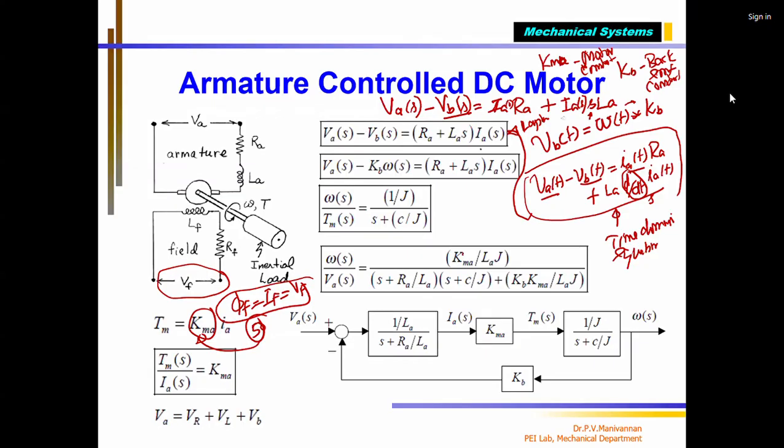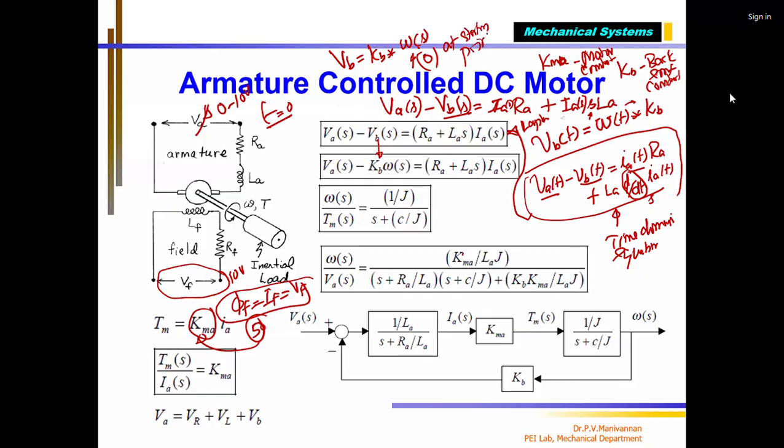Once this is known, VB we can write in terms of KB into omega of s, where omega is the motor speed. VB equals KB multiplied by omega(s). When you start, you apply the voltage at t equals 0. For VF you apply 10 volts, and here you are applying a variable voltage, 0 to 10 volts. At that time the motor is not rotating, the shaft is not rotating. In that case, VB will become 0 at the starting point.